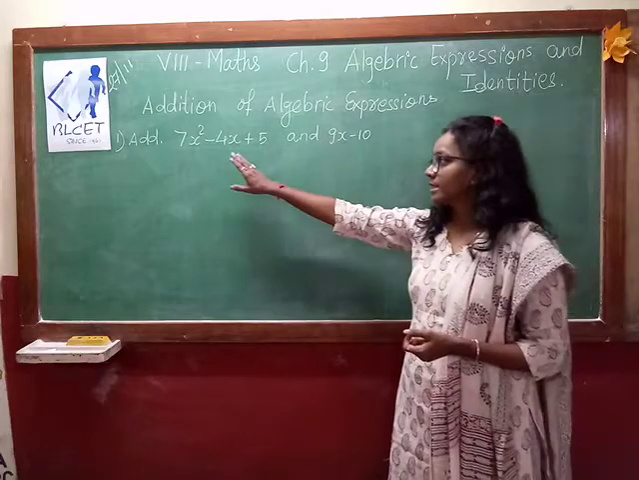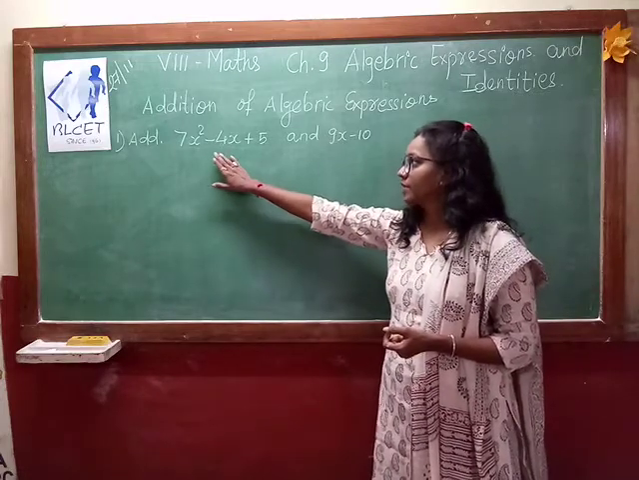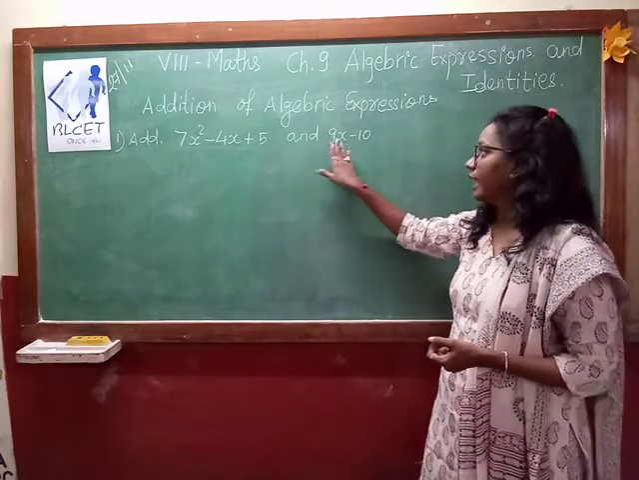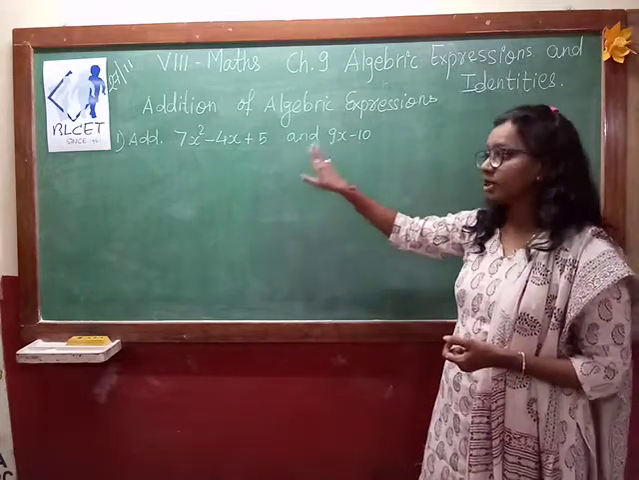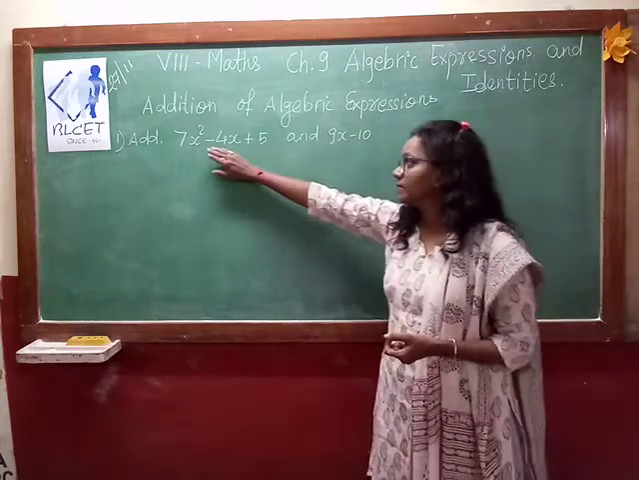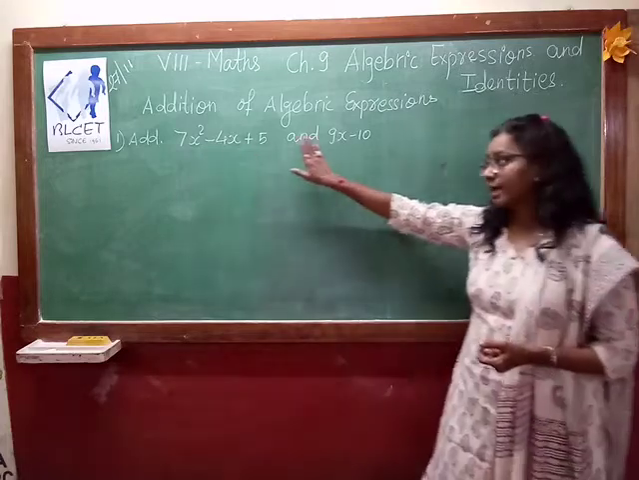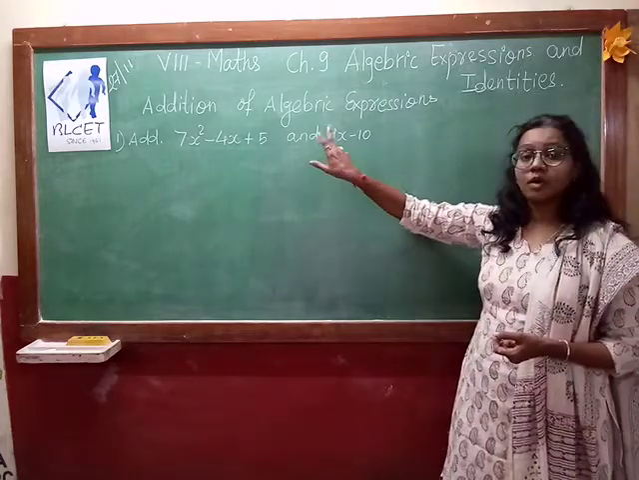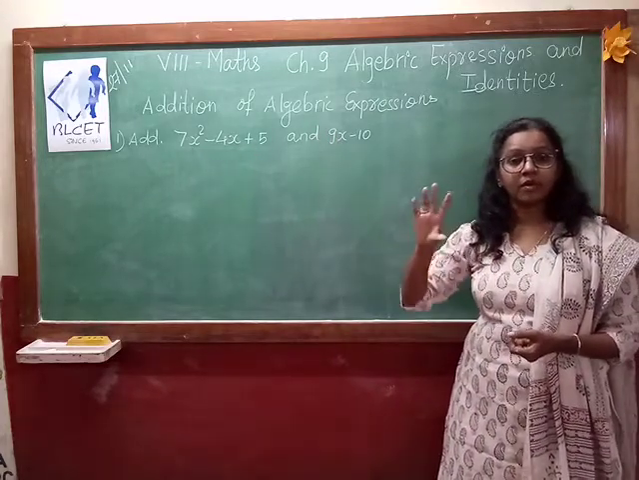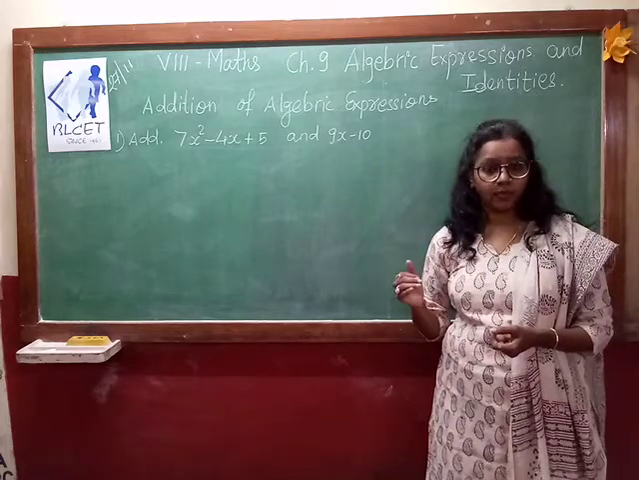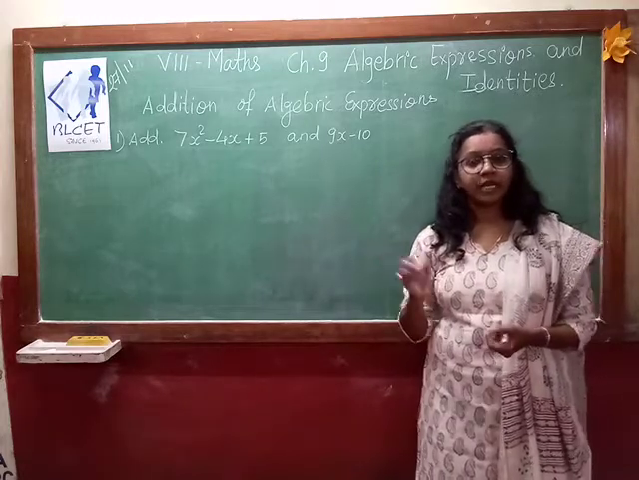So your first is addition of 7x² minus 4x plus 5 and 9x minus 10. If you observe both the expressions, in the first there is a 7x² term, but in the second there is no x² term. So we cannot keep anything below 7x². Same way what we did for the numbers.